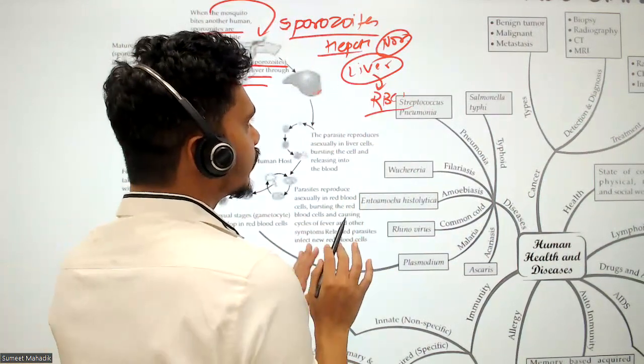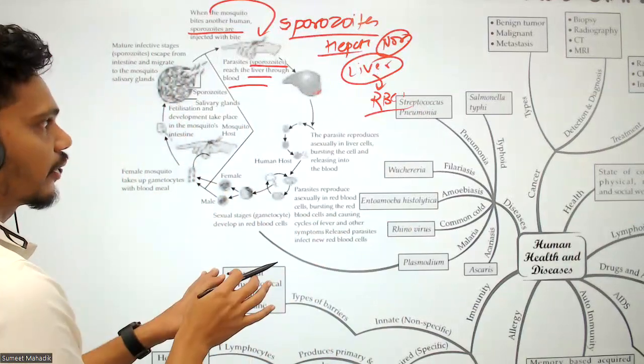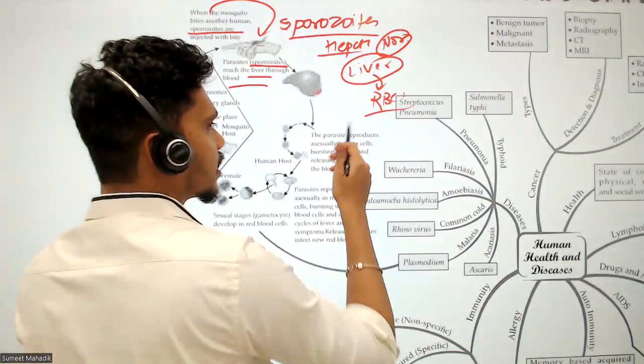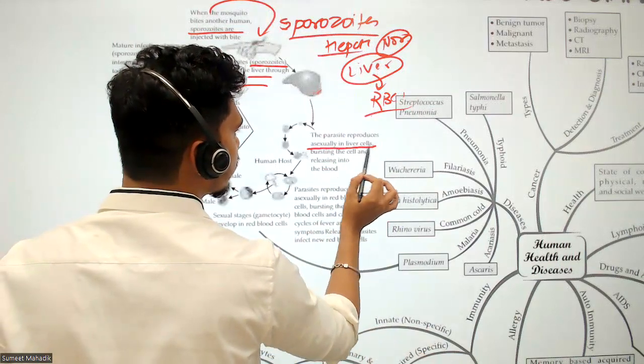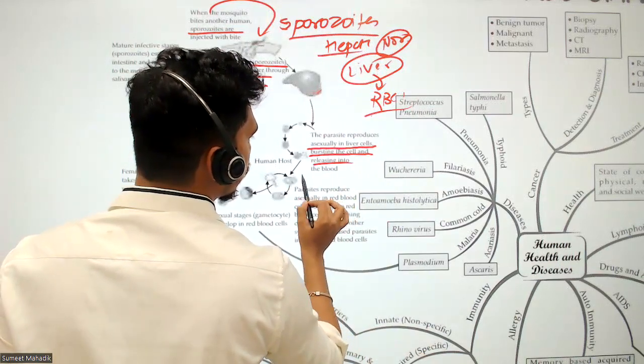Okay, so till the liver they are not active. Once they enter the liver, they become very active. In RBC, they are destructive, right? So the parasite reproduces asexually in the liver cell, bursting the cell and releasing into the blood.